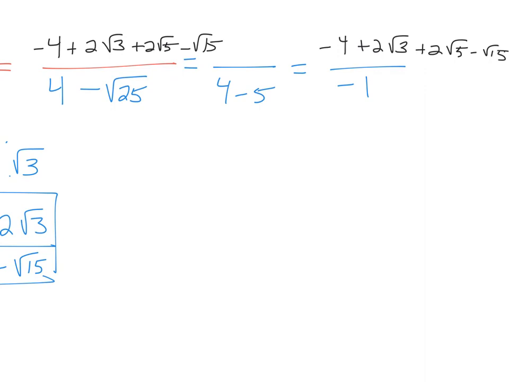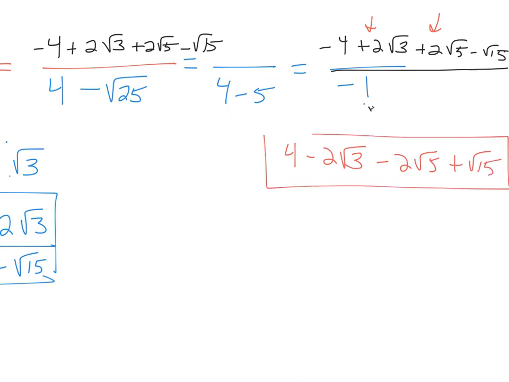And there's actually only one more thing I can do because the numerator doesn't have any like terms. So the only thing I could really do is divide everyone on the top by negative 1, which basically just changes their signs. So negative 4 will become a positive 4. Negative 2 radical 3 becomes negative because it's positive originally. Then minus 2 radical 5 because it was positive originally. And plus radical 15.